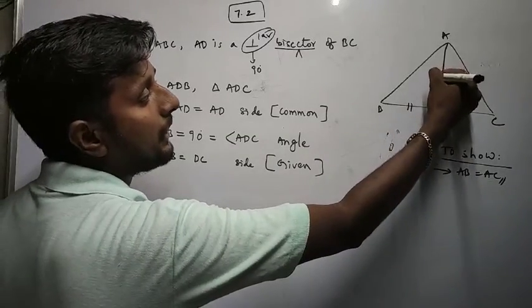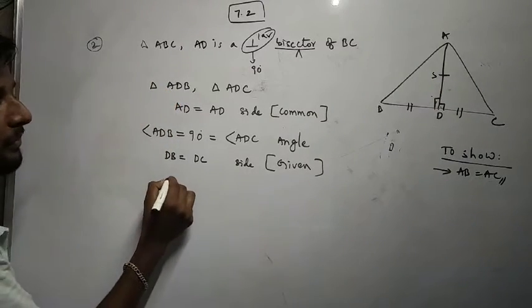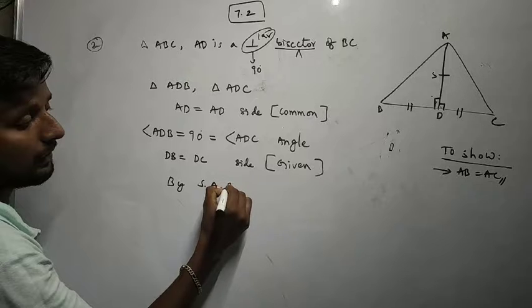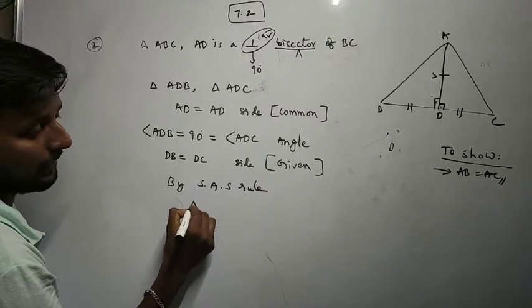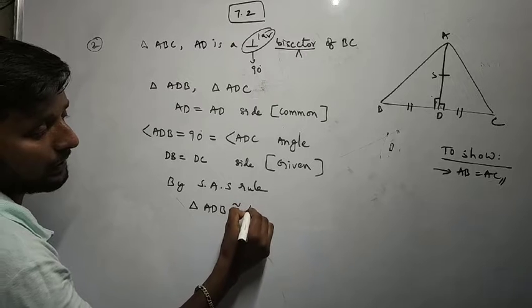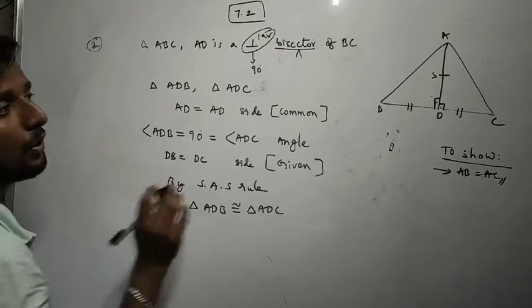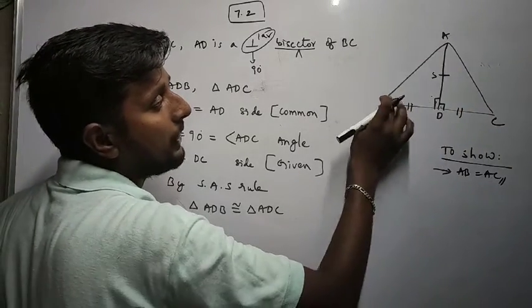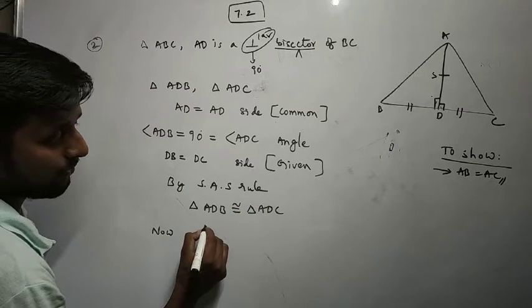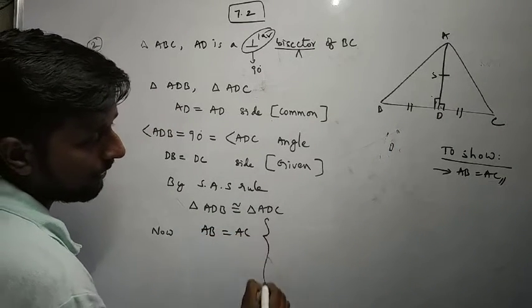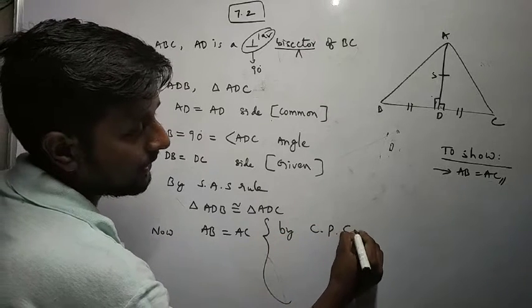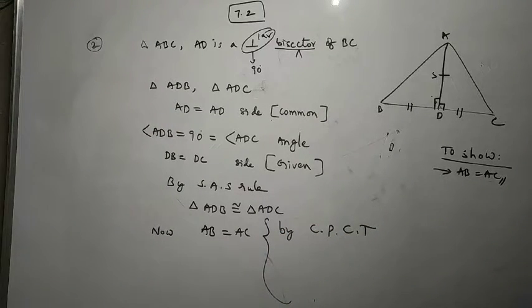So I used side angle side. So I used here by SAS rule. By SAS rule I can say triangle ADB is congruent to triangle ADC. Now after declaring the congruence, look at the sides. AB side we haven't discussed and AC side we haven't discussed. So I'll write AB is equals to AC by CPCT, corresponding parts of congruent triangles. Okay, so that is what was required to prove.